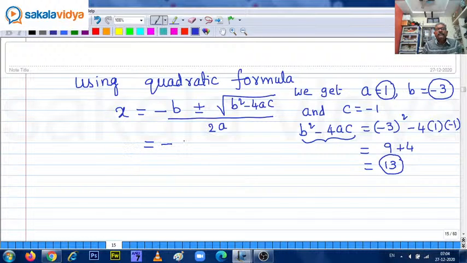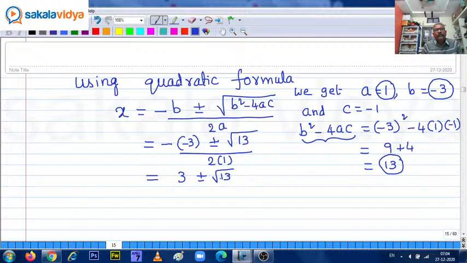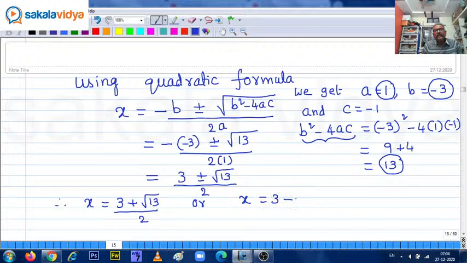So negative b, negative 3, plus or minus root 13 upon 2a, 2 multiplied by 1. So negative into negative is positive, 3 plus or minus root 13 upon 2. Therefore we get x is equal to 3 plus root 13 by 2, or x is equal to 3 minus root 13 by 2. So these are the required roots.